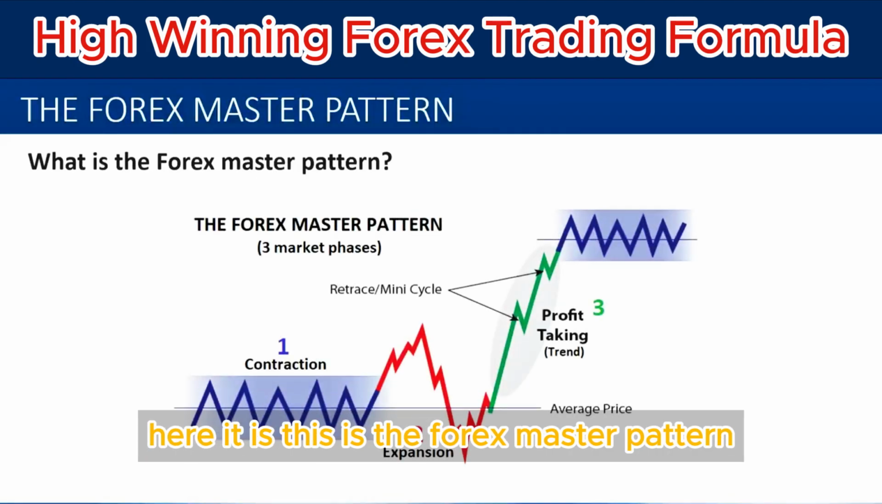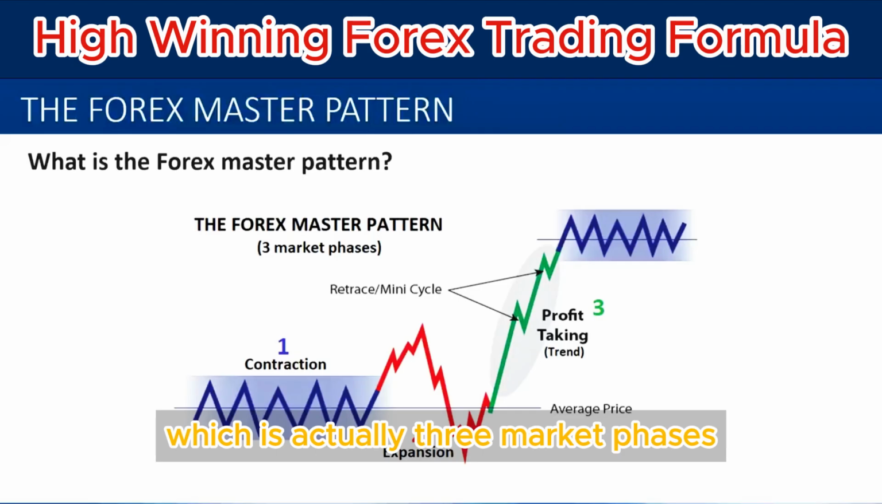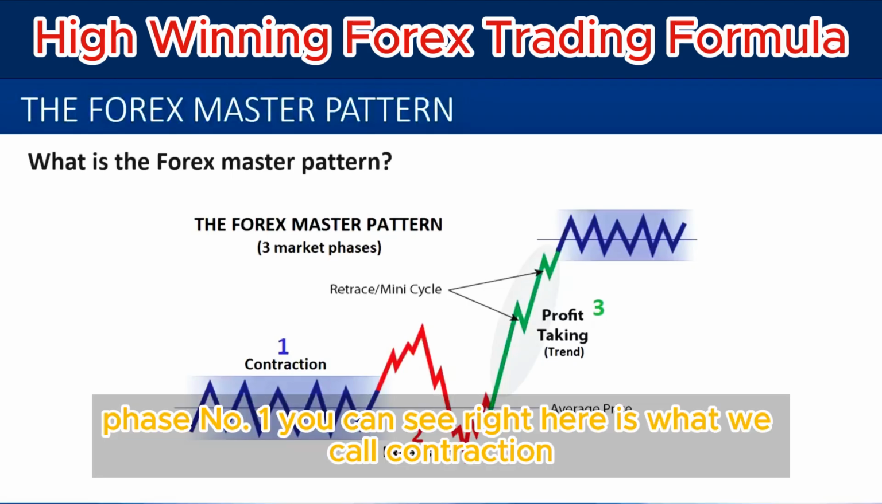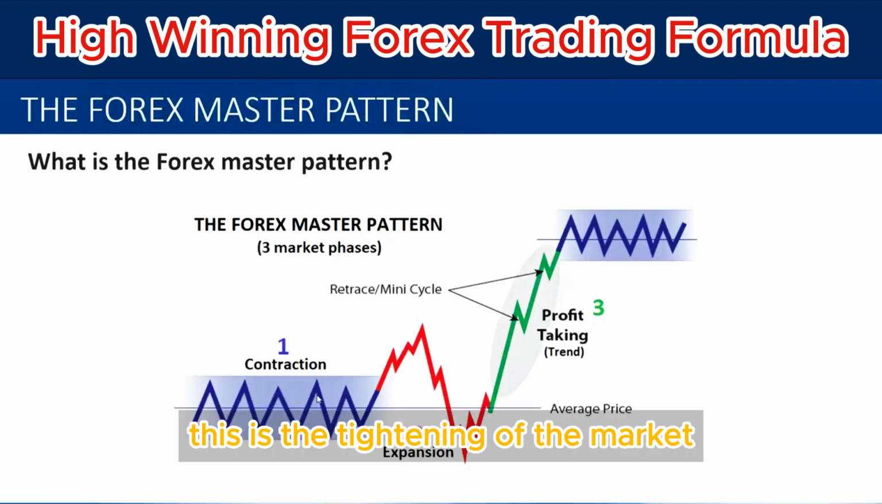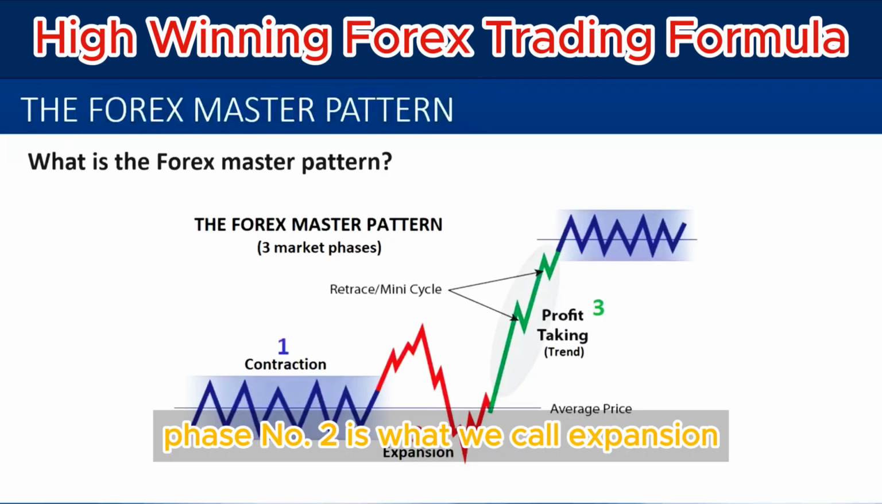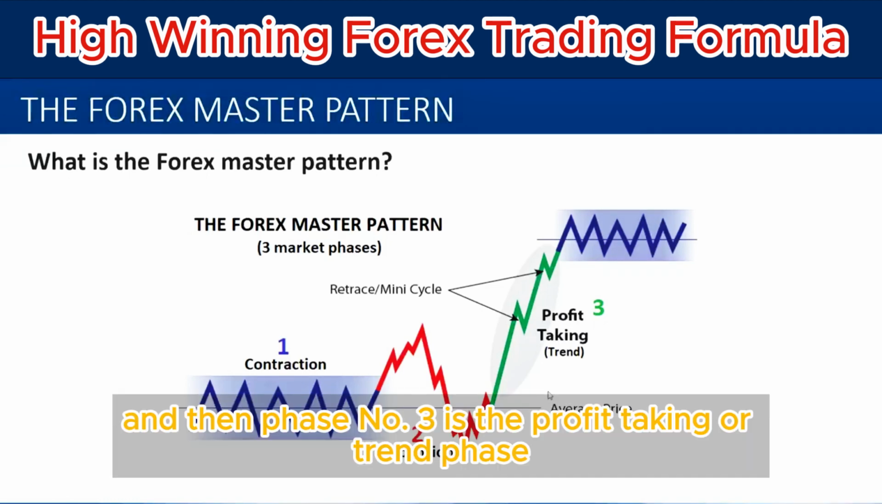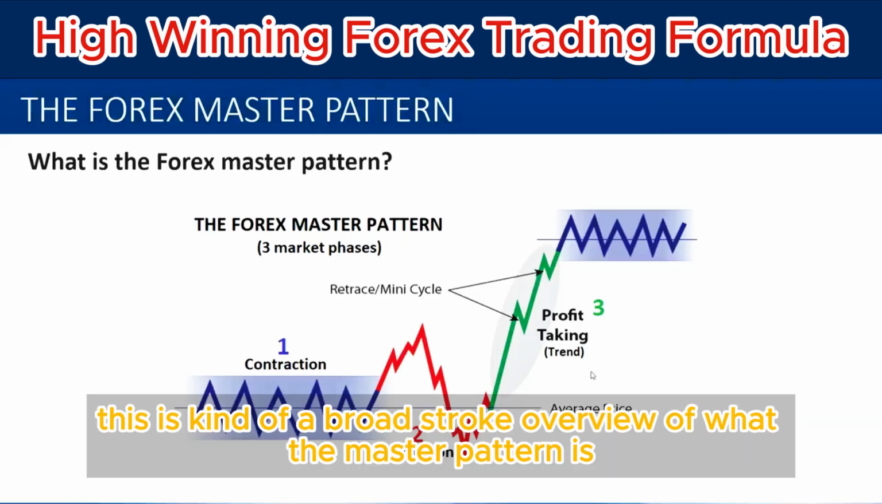Here it is. This is the Forex master pattern, which is actually 3 market phases, or 3 different phases of price activity or price action. Phase number 1, you can see right here, is what we call contraction. This is the tightening of the market. Phase number 2 is what we call expansion. It's when it leaves the contraction phase. And then phase number 3 is the profit-taking or trend phase. So this is kind of a broad stroke overview of what the master pattern is.